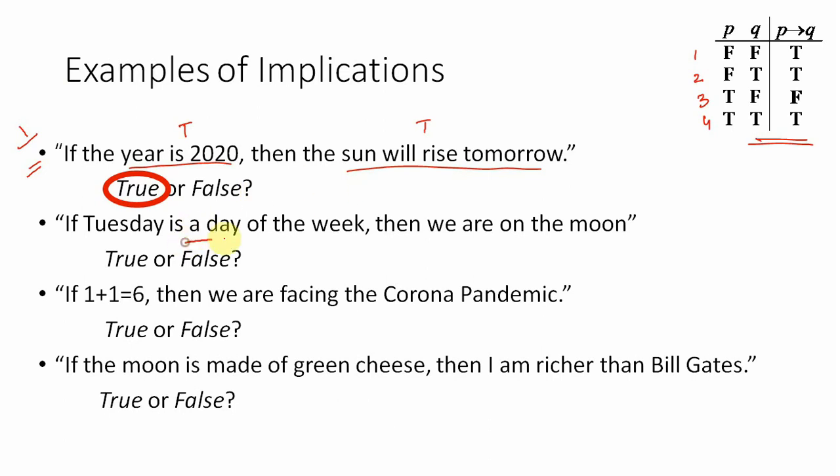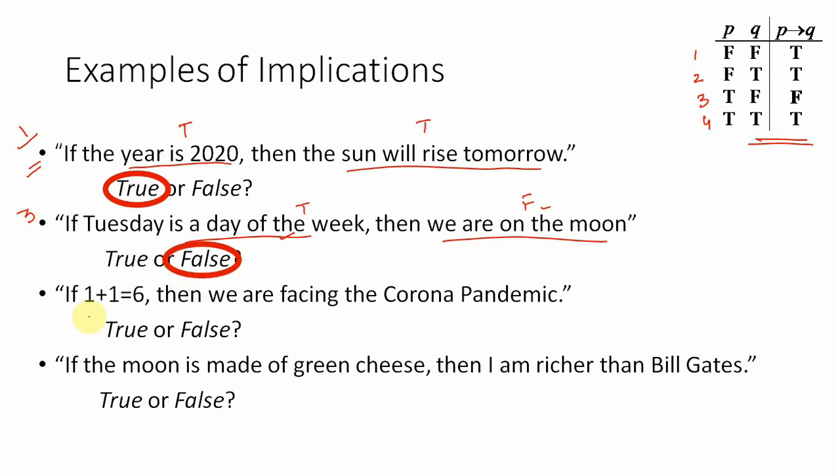If Tuesday is a day of the week, true, then we are on the moon. I hope this is false, right? I imagine all of us viewing this video are still on earth. So the premise is true and the conclusion is false. This is the only case, essentially row number 3, where the implication is false.